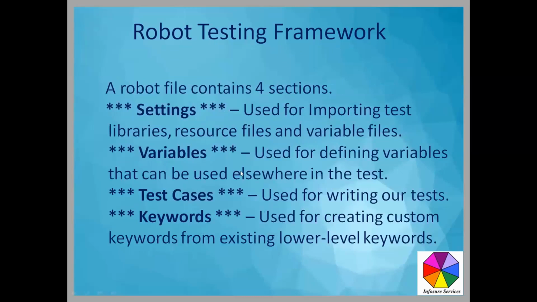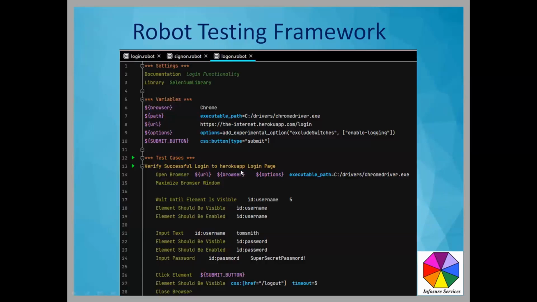And variables, you can use variables. Okay, so I'll show you. Dollar flower bracket browser is Chrome. So the browser is Chrome. We are telling that the browser is Chrome. Path is executable path where the Chrome driver is supposed to be. I have downloaded the Chrome driver and kept it there.